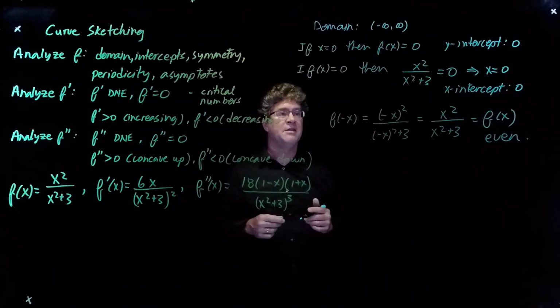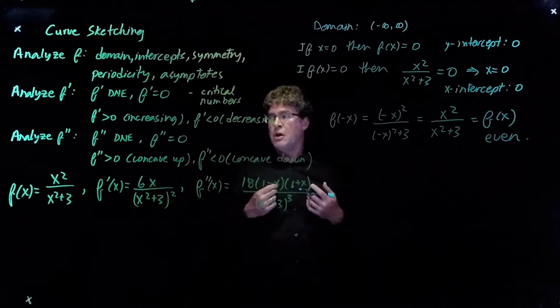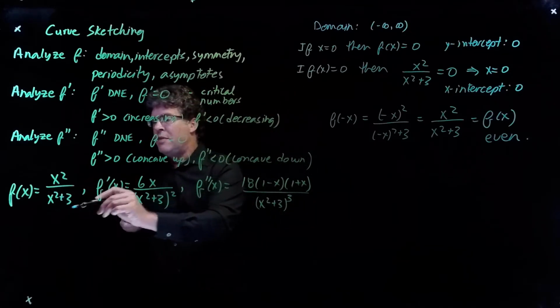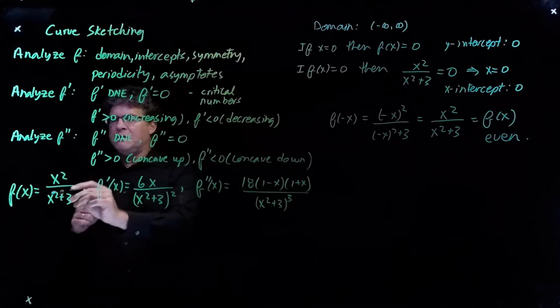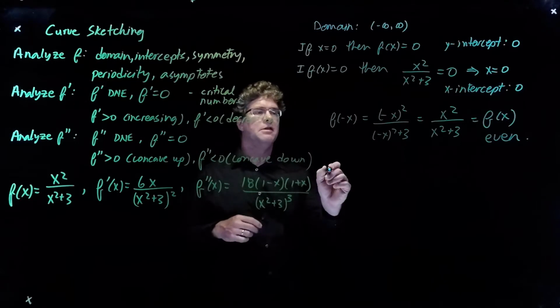And let's look at asymptotes. We'd see a vertical asymptote where the denominator in f would disappear or equal 0. And that's not going to happen because the denominator is always positive. Let's look for horizontal asymptotes.